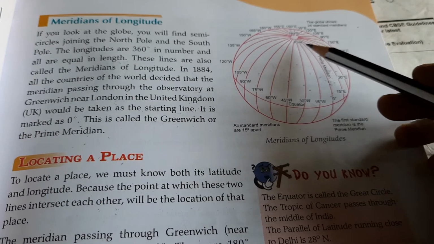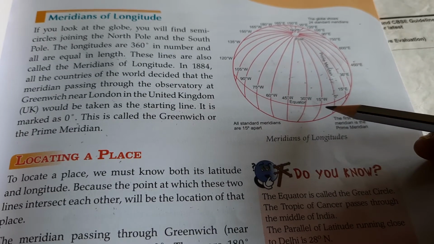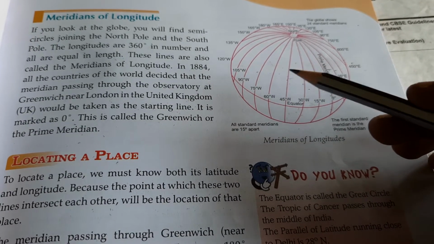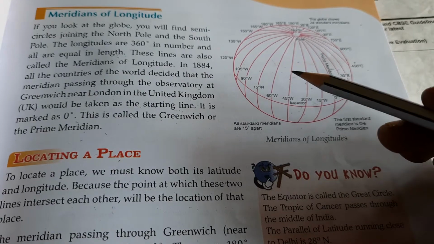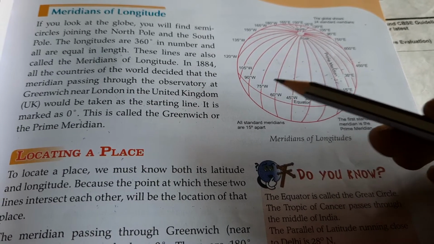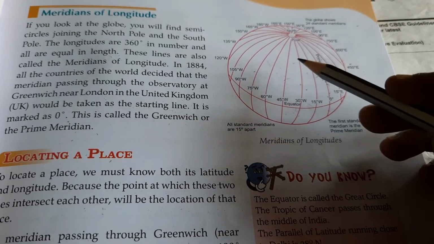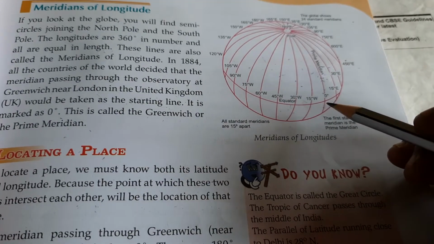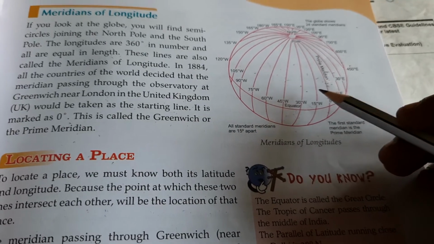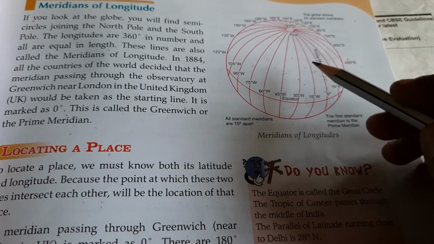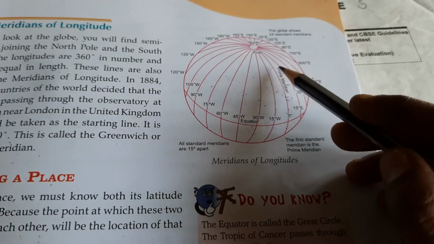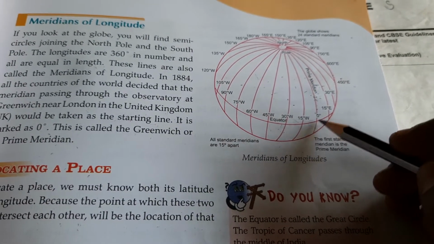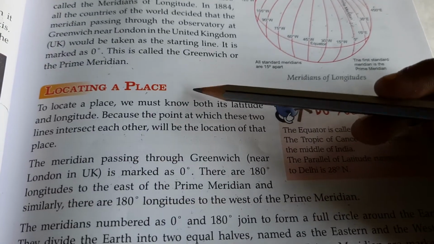So, the meridian passing through the observatory at Greenwich. Greenwich is a place near London, and London is in the UK, the United Kingdom. So, it's the starting line. This prime meridian is marked as 0 degree. The prime meridian is also called Greenwich. Here it is, the prime meridian, marked as 0 degree. Is it clear, students?